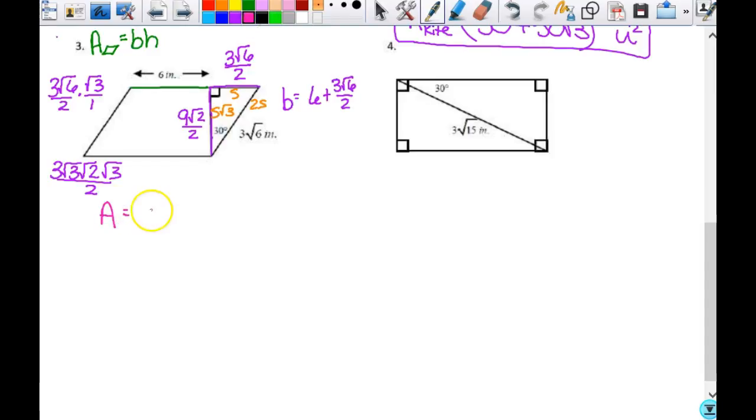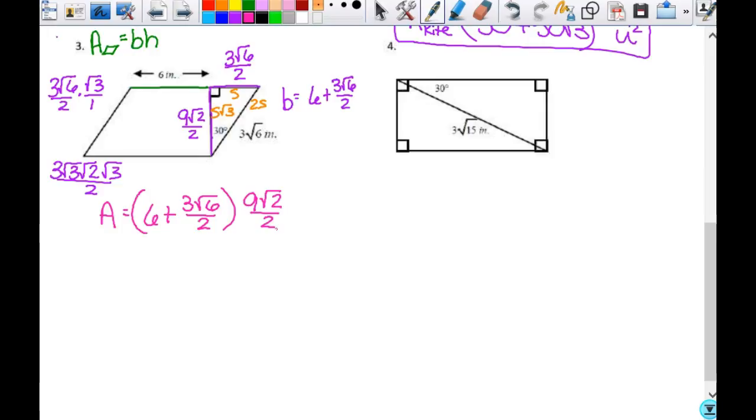The base is 6 plus 3 square root of 6 over 2. What do I need to make sure I do with that? Parentheses, yes. I heard put it over 1. I can do that too. There's no reason, here you can get a common denominator if you want, but you don't really have to at this point. It's okay that they're separate. Times the height, which is 9 square root of 2 over 2.